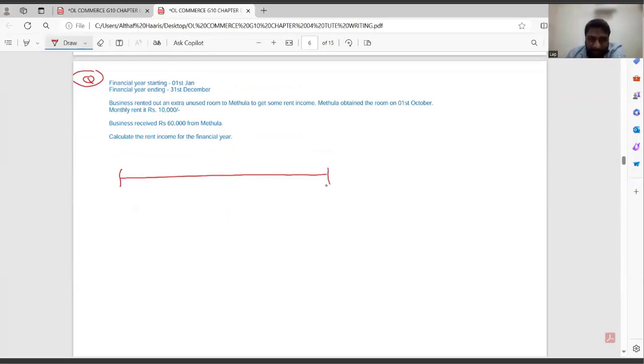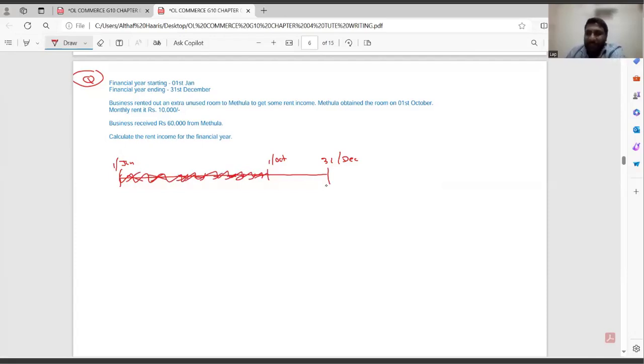So let me draw the timeline. 1st January to 31st December. This is the corridor relevant for us. Now all the students tell me, when did he sign the agreement? 1st October. Then for this period, can I charge money from him? For this period, can I charge money?